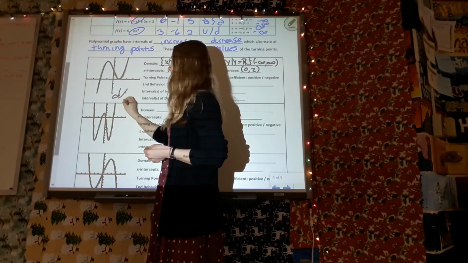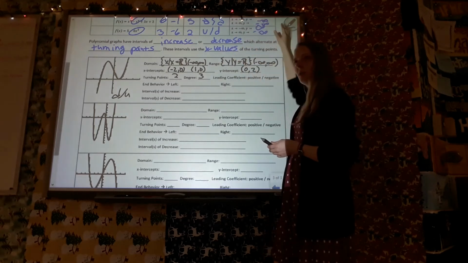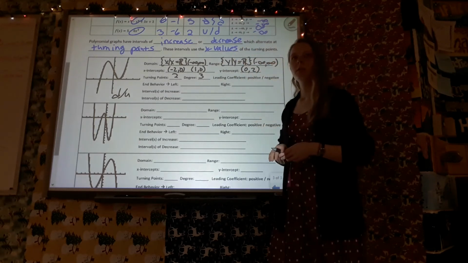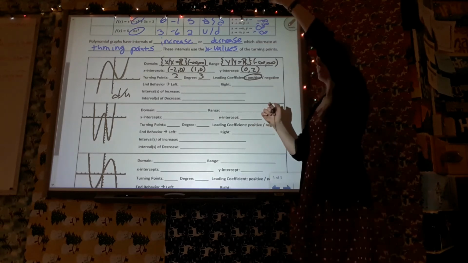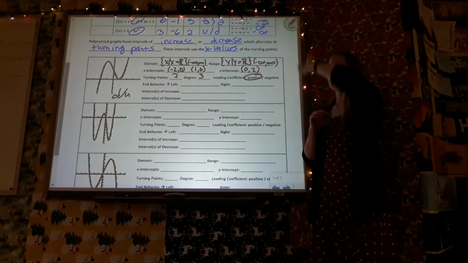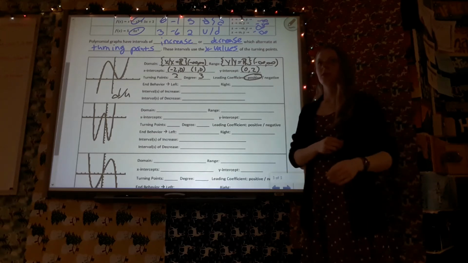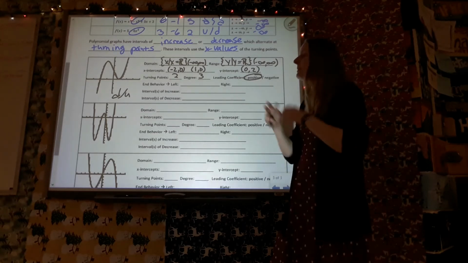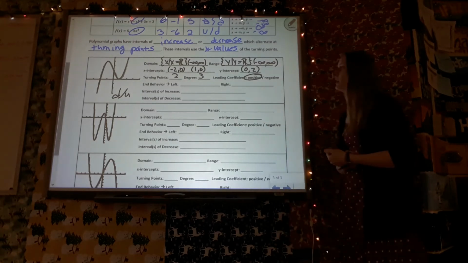It's down, up. So you see how it's rising? What kind of leading coefficient gives us a rise? Positive. If it was flipped, so it started up and then it went down, that would be a negative relationship. So you can use the visual and the end behavior to pick it apart to get back to the leading coefficient.